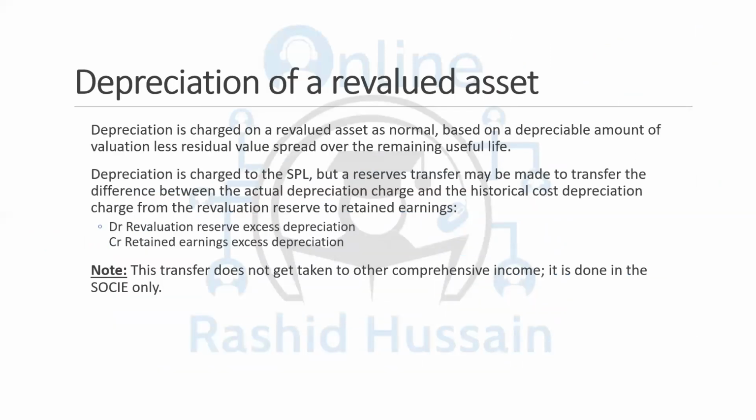And now we have the depreciation of the revalued asset. So whenever we have a revalued asset, we know that the depreciation is going to be charged on the revalued amount and remaining useful life. So it says depreciation is charged on revalued amount and remaining useful life. The concept remains the same. But in this slide, we have another concept, which is again very important, and I need your attention for that.